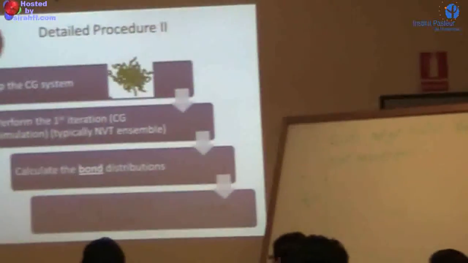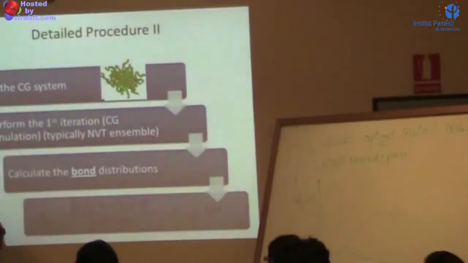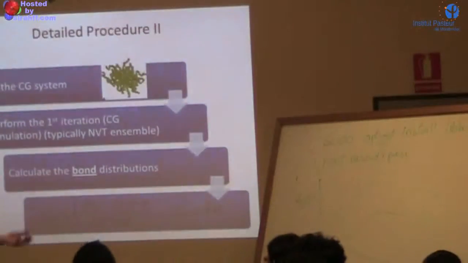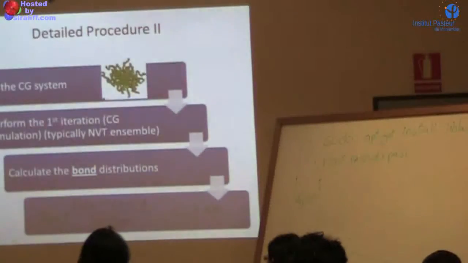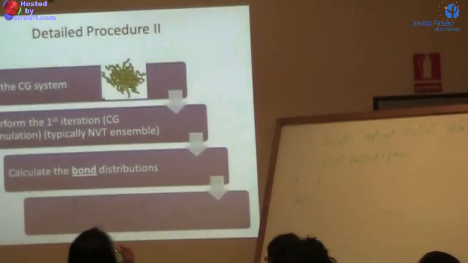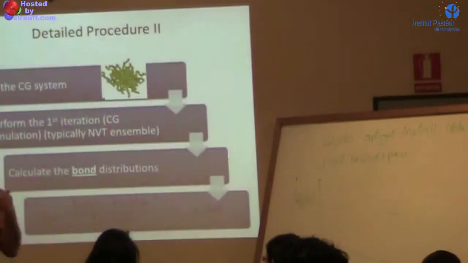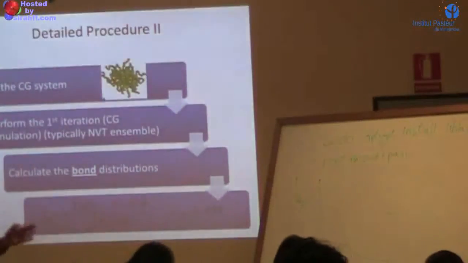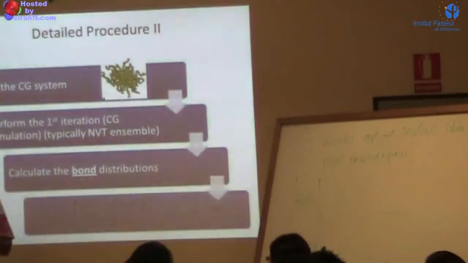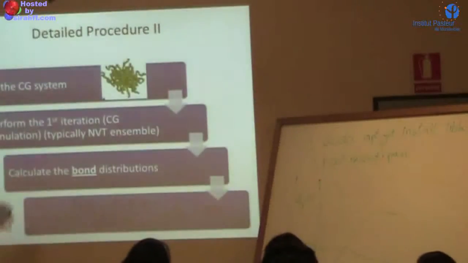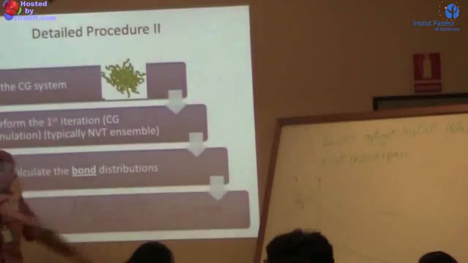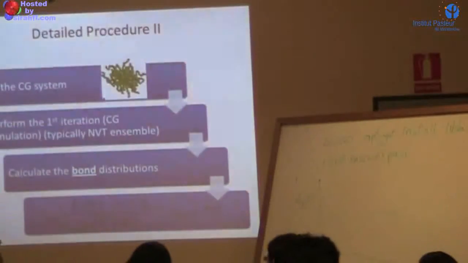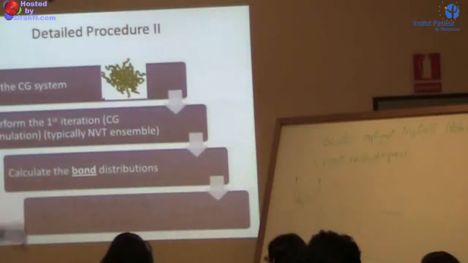Then we set up the coarse-grained simulation system. And we take as the initial configuration our mapped atomistic configuration, typically the mapped configuration at the end of the atomistic simulation. That is our setup. Then we typically perform the first iteration. These are things we wanted to try in the workshop. And typically we do this in the NPT ensemble. Sometimes there are issues with the pressure. And we calculate, say, the bond distributions, and then we have here the merit function, which is the integral of bond minus target bond, and then we normally normalize that by the target bonds.